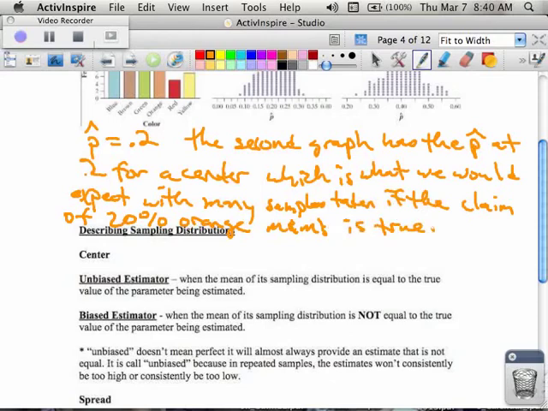Or in other words, if the company says that 20% of all the M&Ms we put out are orange, then when you're taking your samples, that's what you should see. 20% should be orange, so that should be your mean. On average, you will see 20% of the M&Ms being orange. And in your sampling distribution, you see that your average number of proportions is highest at 20%, or 0.2.